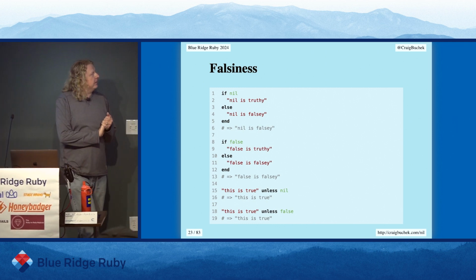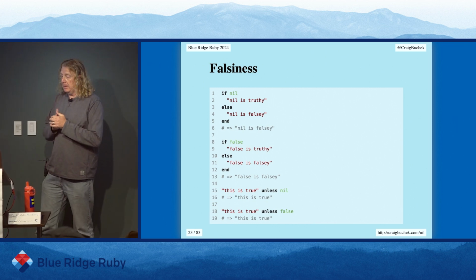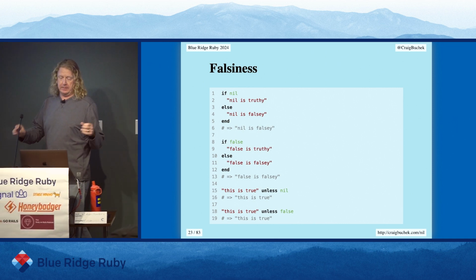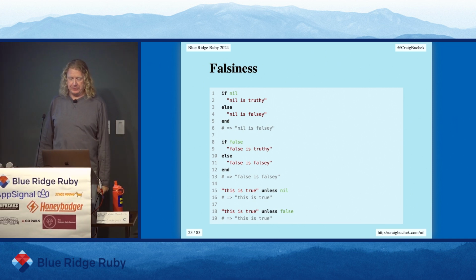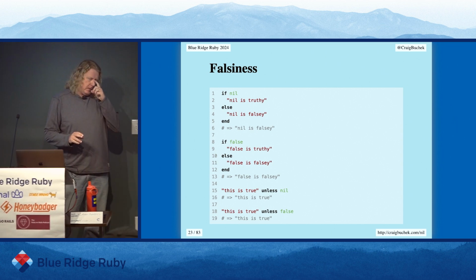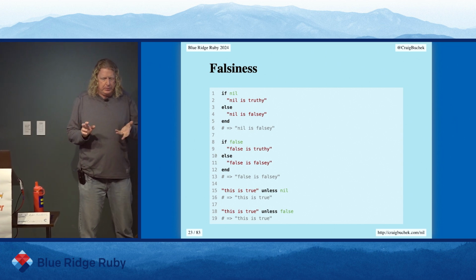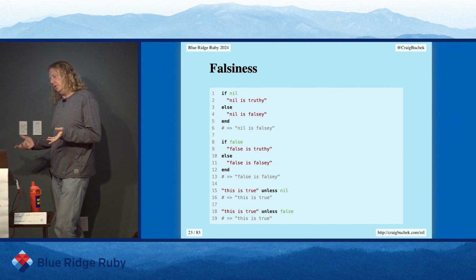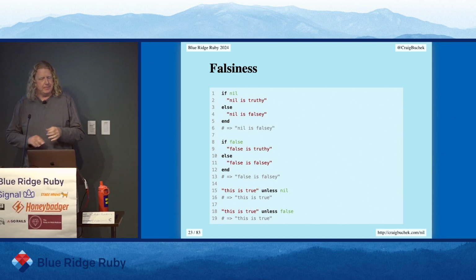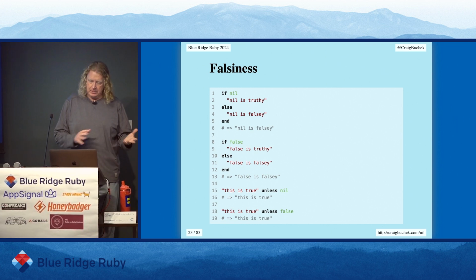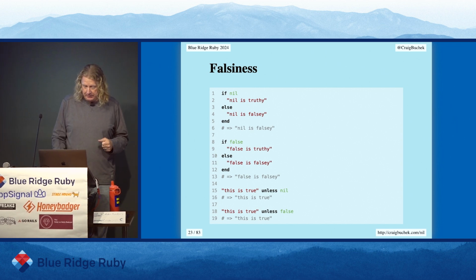So I talked about falsiness. Ruby treats false and nil as falsy. So anywhere you've got an if or anything that needs a Boolean value, if you've got nil, that'll work as false. Everything else works as true. Nil and false act as false, everything else is true.